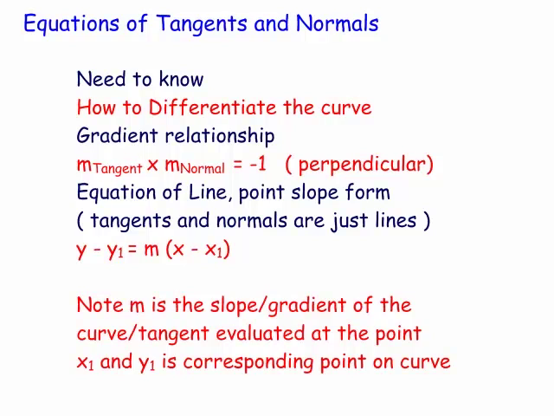And you also need to know how to find their equations using the equation of a line form called the point slope form of a straight line, which is y minus y1 equals m(x minus x1). Here you can see m is the slope evaluated at that point x1, and the y1 value is in fact the corresponding value to x1 on the curve. Okay, so let's have a look at an example.